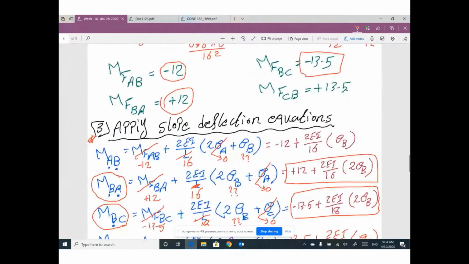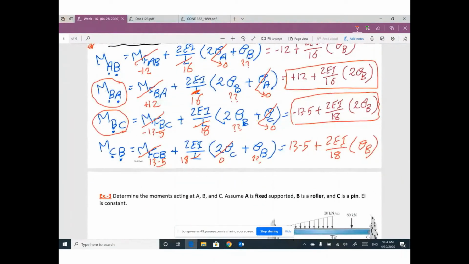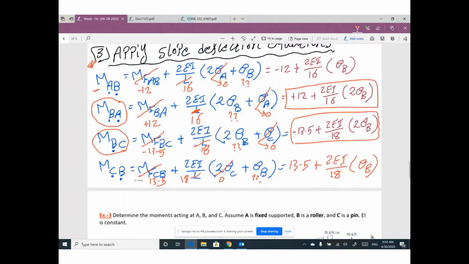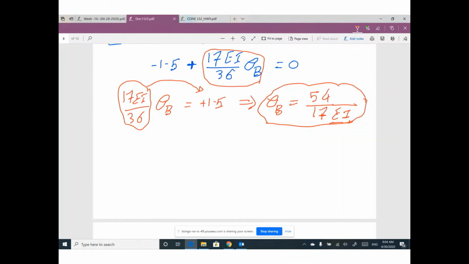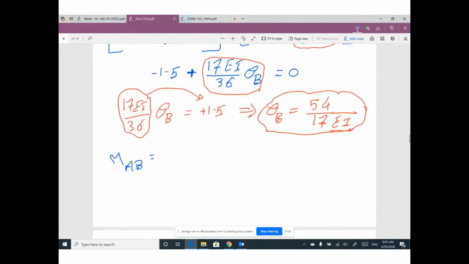Then go back to this equation. MAB equals negative 12 plus 2EI divided by 16 times theta B. At this moment, I know theta B. Go ahead and put the value of theta B. So your final answer for MAB will be negative 12 plus 2EI divided by 16 times theta B, which is 54 divided by 17 EI. That's right.